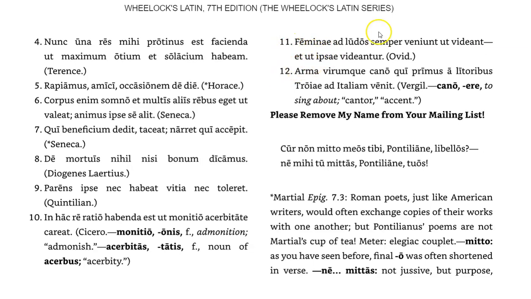Normally we do 10, but we'll do the last two just because they're actually pretty famous lines in Latin literature. Feminae ad ludos semper veniunt ut spectent et ut ipsae spectentur. Here we have Ovid, and he's saying that women always come to the games so that they may see, and so that they themselves may be seen.